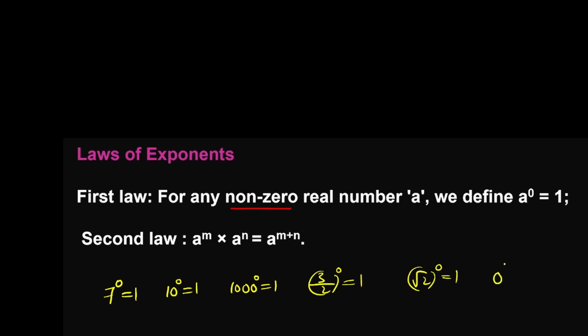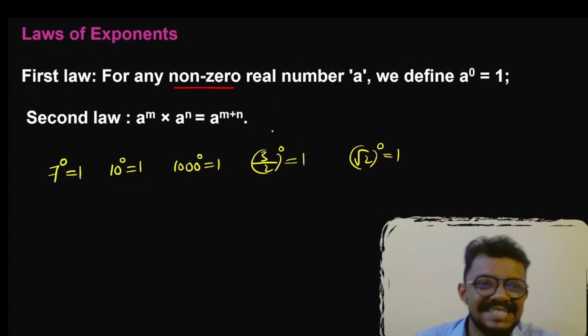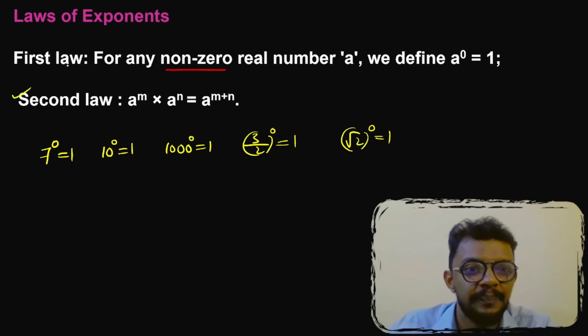But don't think 0 raised to 0 is 1. It's not. This is wrong. 0 raised to 0 is something else that we will learn in higher standards. For now, for any non-zero number, that number raised to 0 is 1. That's the first law.